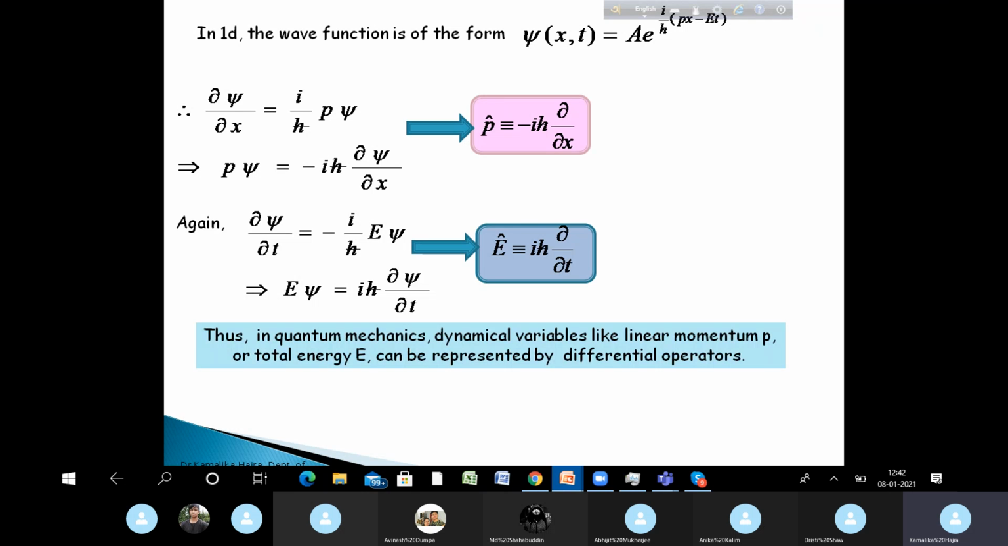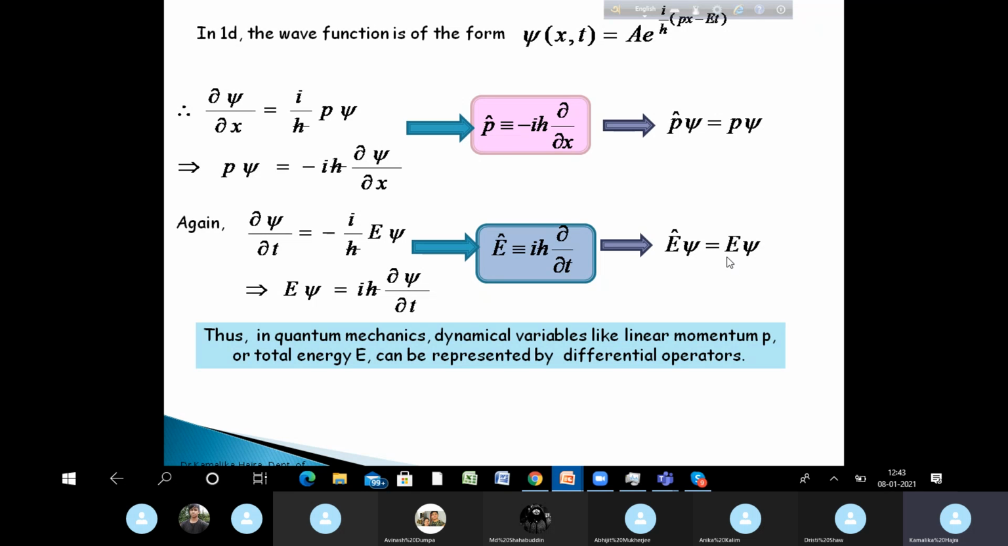So in quantum mechanics, basically, dynamical variables like linear momentum, total energy, etc. can be represented by linear differential operators. If we do so, this equation can be written in the form operator p acting on ψ gives you p into ψ. This can be written in the form operator E acting on ψ gives you E into ψ.